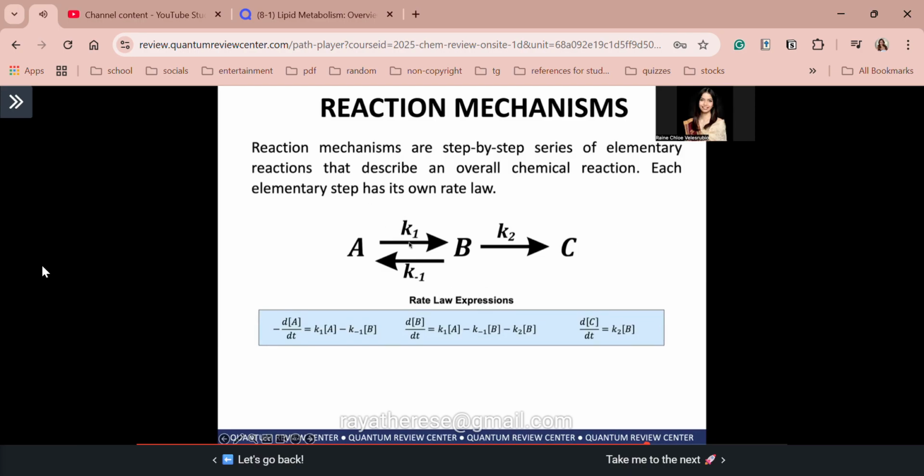So for example, guys, we have here a reaction mechanism. And these are the following rate law expressions. For the first rate law expression, this shows how fast A is disappearing as time t progresses. Again, this shows how fast A is disappearing. That's why we have a negative sign, right? And that is equal to k1[A].